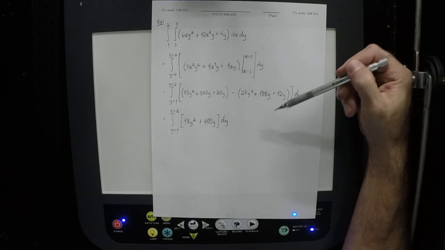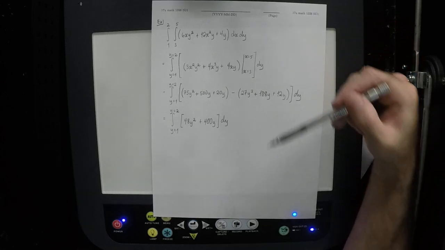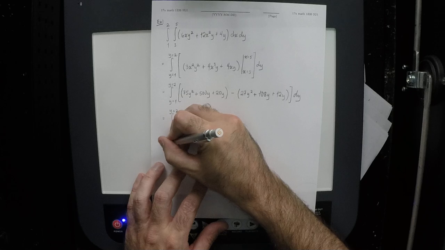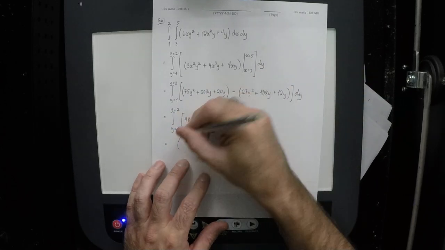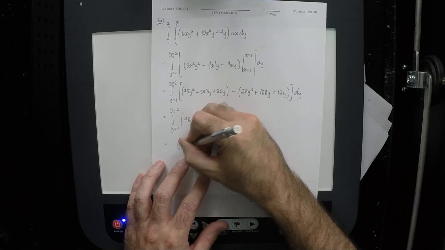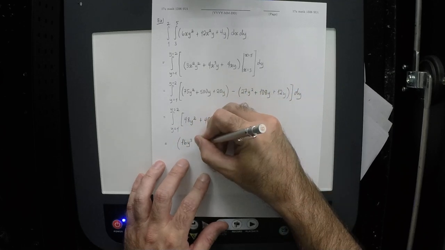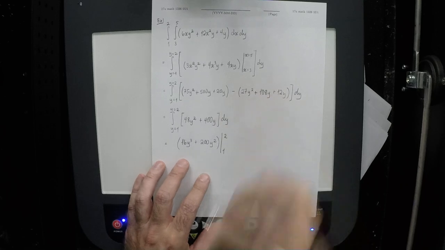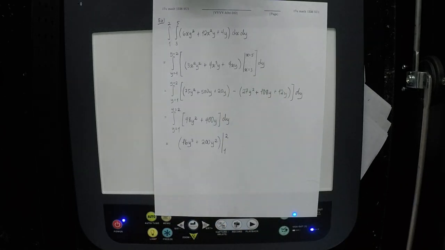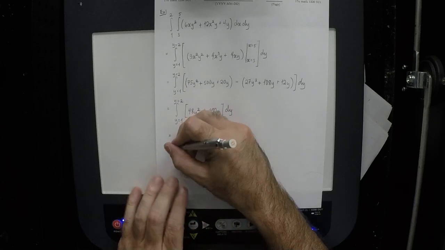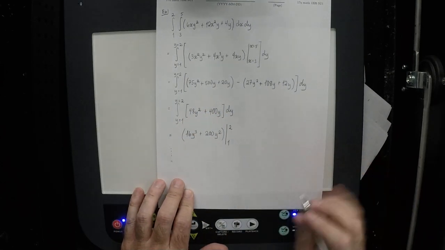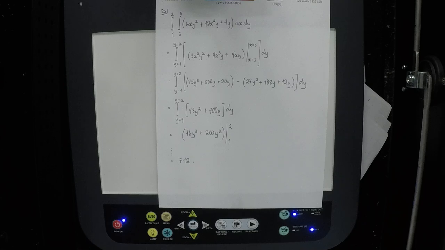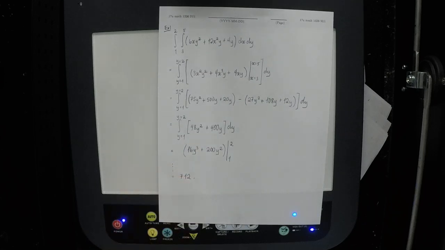But notice, we just got finished with the x's. And now that we're finished with the x's, now the work with the y's commences. Okay. Well, that'd be 16 y cubed plus 200 y squared, and then this from 1 to 2. And then there'd be some boring arithmetic that I'll just omit, because you can take care of that yourself. 712. Interesting. Any question about this?